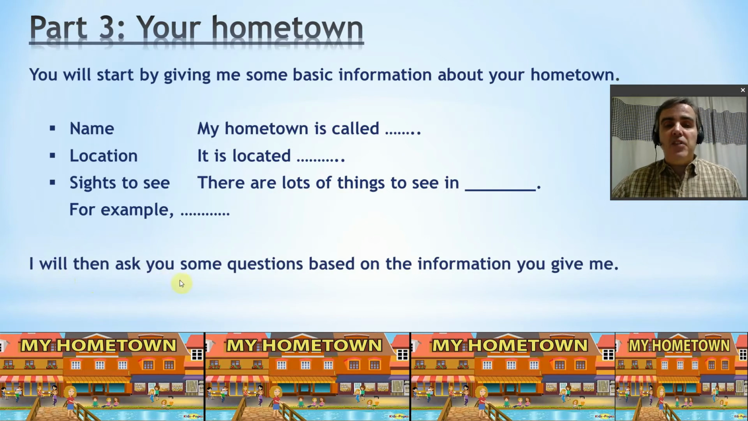Then I'm going to ask you maybe 2 or 3 questions based on this information that you give me. So maybe things like, where do you think is the best place in your hometown? Or maybe something like, do you like living there? Does your hometown have some beaches? The questions will be quite basic, but based on the information you have given me about your hometown. So that's going to be part 3 of the exam.